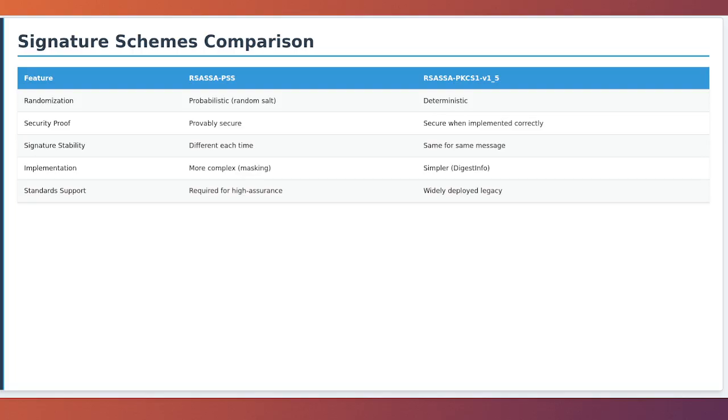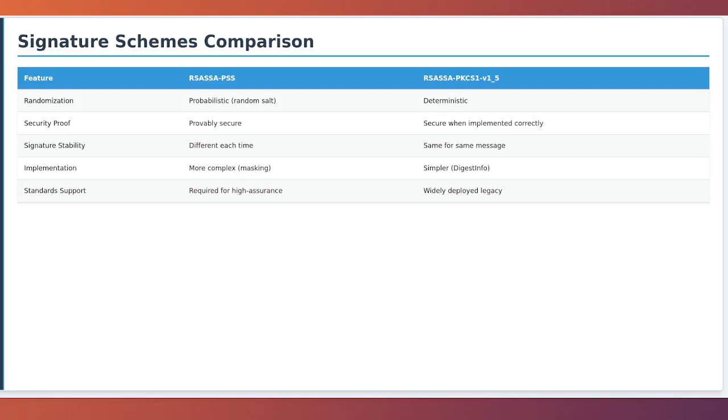The salt length in PSS is configurable, but typically set to the hash output length. Longer salts provide more security but make signatures slightly larger. The salt is recovered during verification, so the verifier doesn't need to know the salt value beforehand. This makes PSS flexible while maintaining strong security. PSS is particularly well suited for modern applications and is required by some security standards for high-assurance systems.